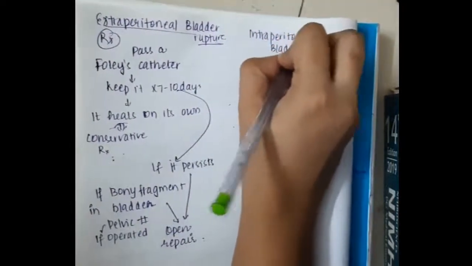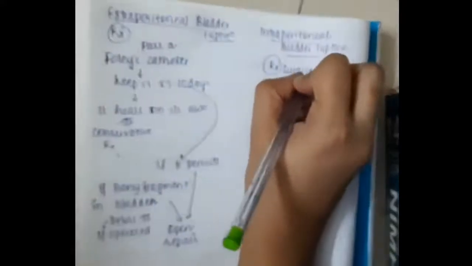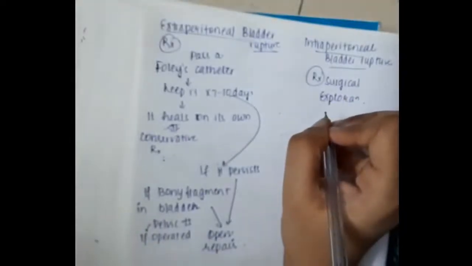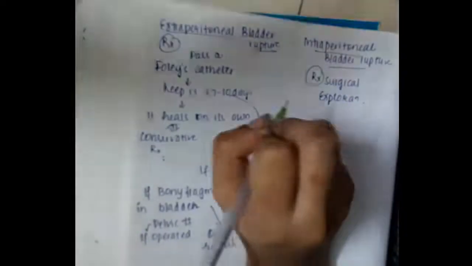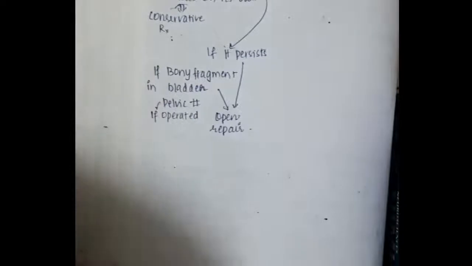In intraperitoneal bladder injury, you will see signs of peritonitis. In intraperitoneal bladder rupture, you cannot do any conservative management. Surgical exploration should be done, with 2-0 Vicryl suture.